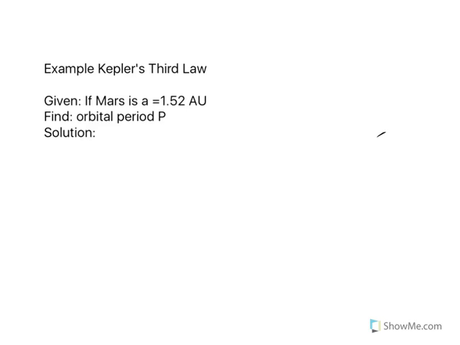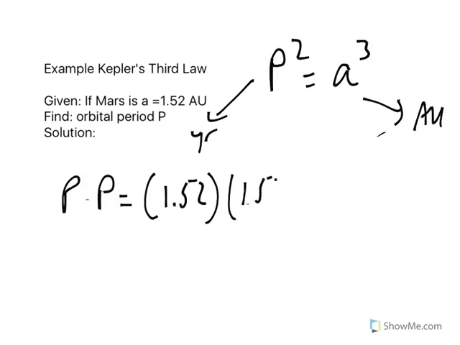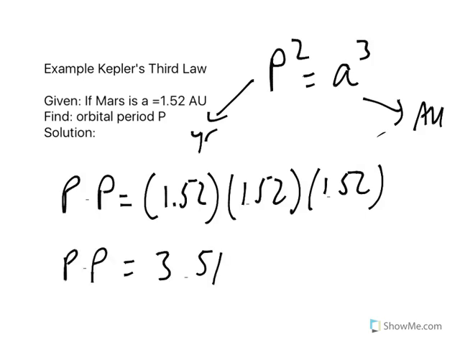Let's look at Mars. So if Mars is on average 1.52 AU from the Sun as it orbits around the Sun for a typical year, what is the orbital period of Mars? So we start with Kepler's third law, P squared is equal to A cubed, where P has to be in the units of years and A has to be in the units of AU. So we know that P times P is equal to 1.52 times 1.52 times 1.52, or 3.51. And then we take the square root of both sides.